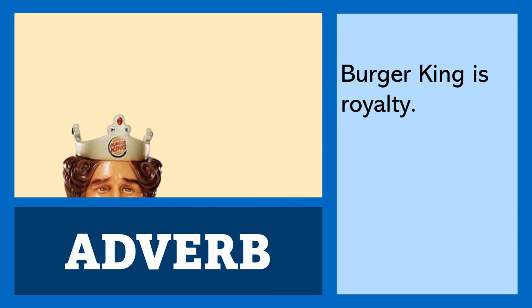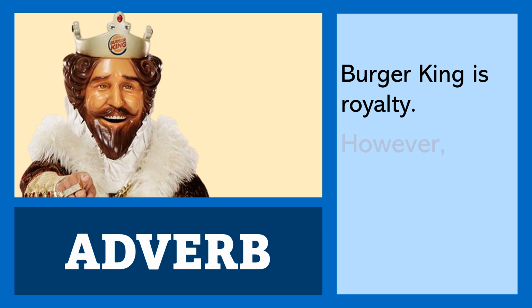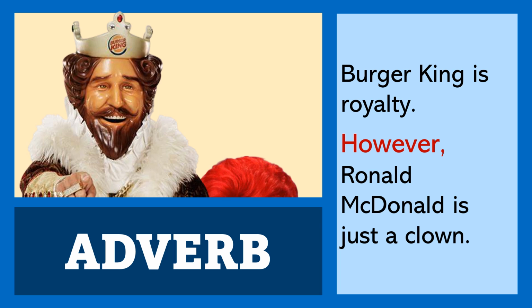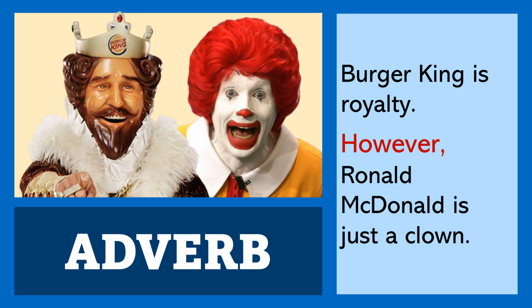For example, we might say, "Burger King is royalty, however, Ronald McDonald is just a clown." In this case, we have the adverb "however," and that is closed out with a comma. Now the reader sees that and they know that the action that takes place in the second sentence, Ronald McDonald is a clown, is a contrast to the verb of the previous sentence, Burger King is royalty.